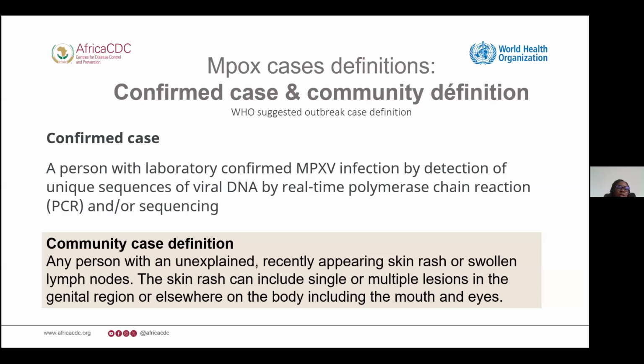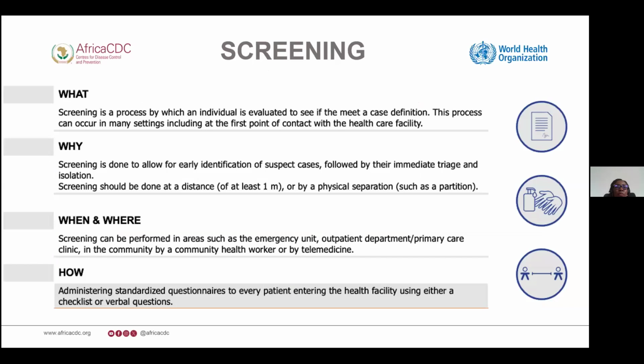We also have a community case definition. The community needs to be aware and cannot be submitted to a very technical definition. So the community case definition is a person with an unexplained recently appearing skin rash or swollen lymph nodes, even if it's a single skin rash or multiple lesions in the genital region, including mouth and eyes.